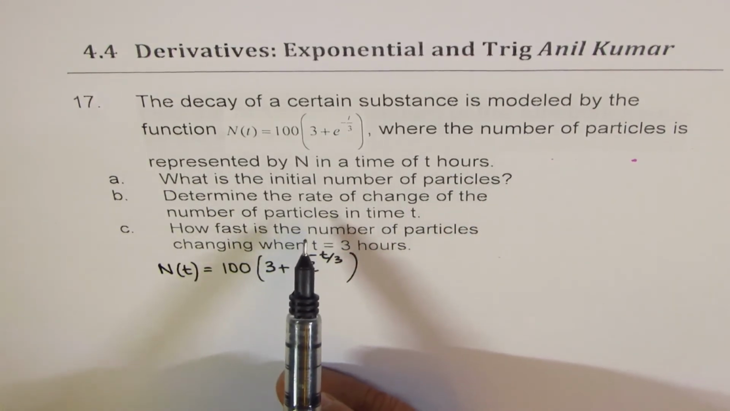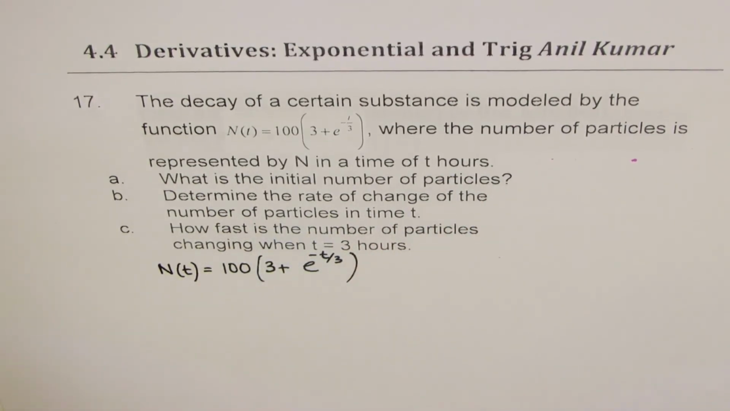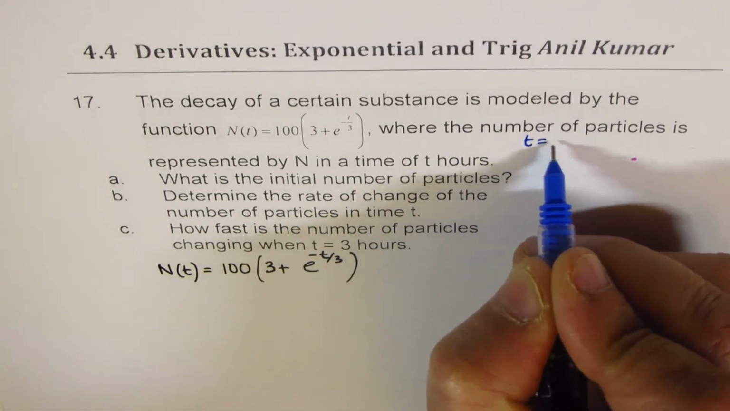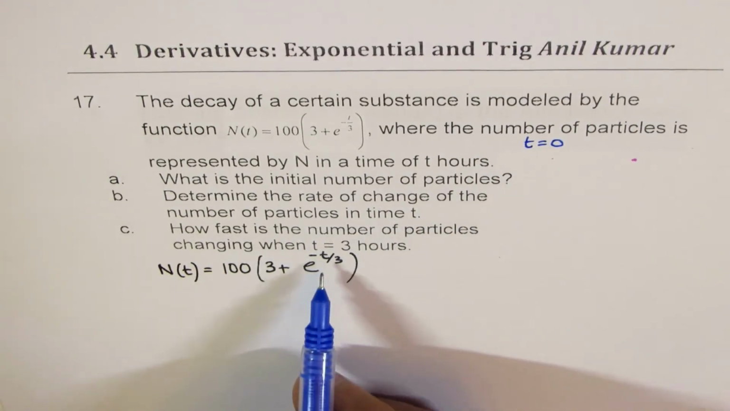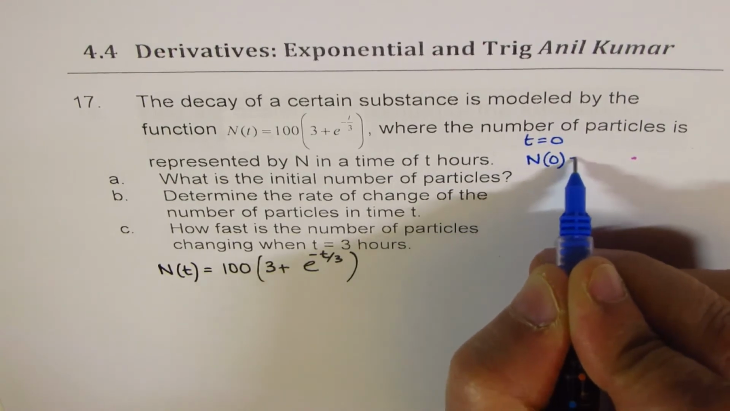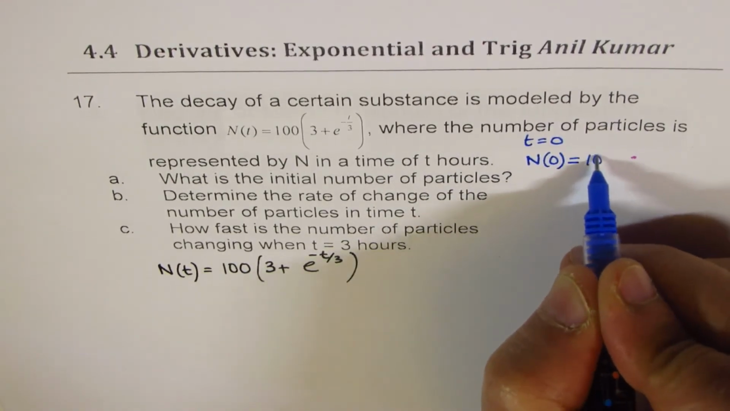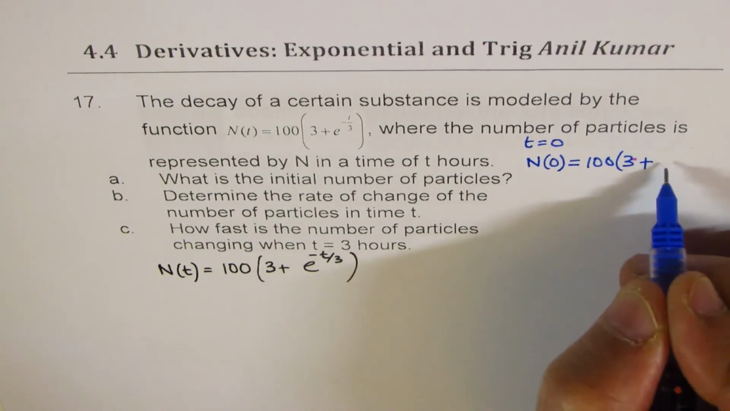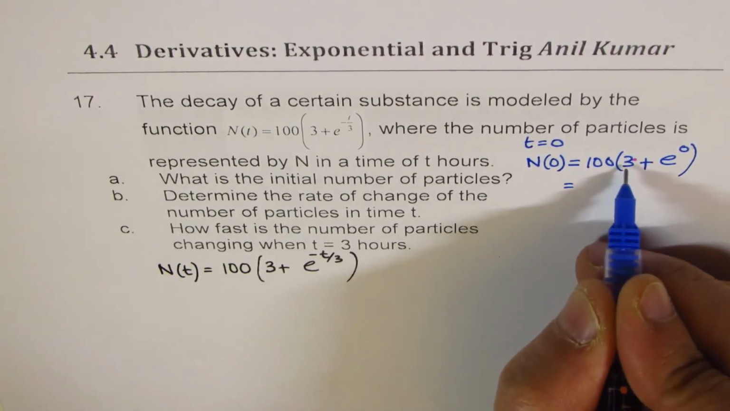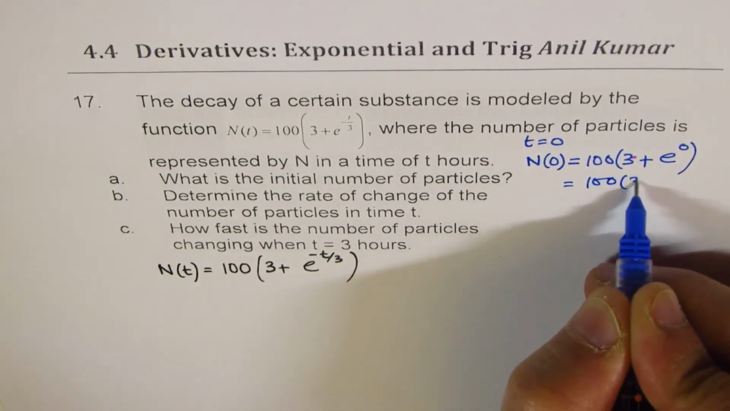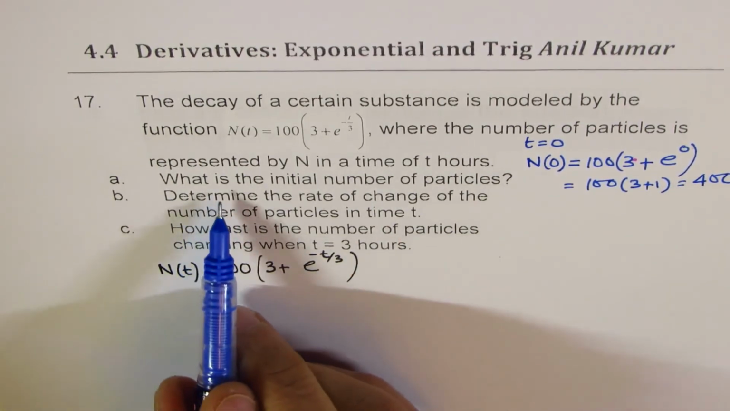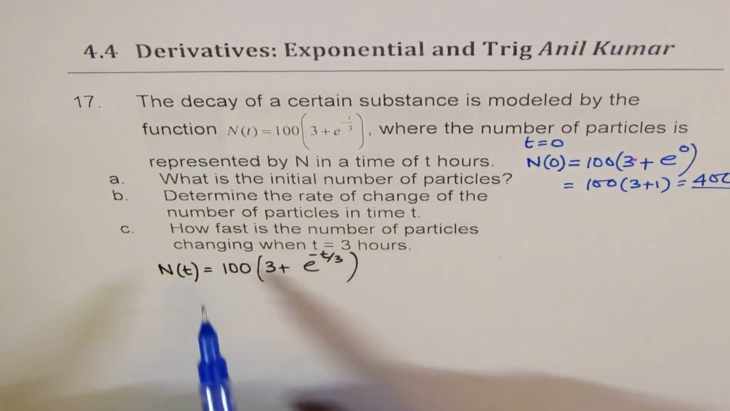You can always pause the video, answer these questions, and then look into my suggestions. When I say initial, that means t equals to 0. If I substitute t equals to 0 here, what do I get? So the value n of 0 is indeed equal to 100 times (3 plus e to the power of 0, which is 1), right? So we get 3 plus 1, which is 400. So the initial number of particles is 400.